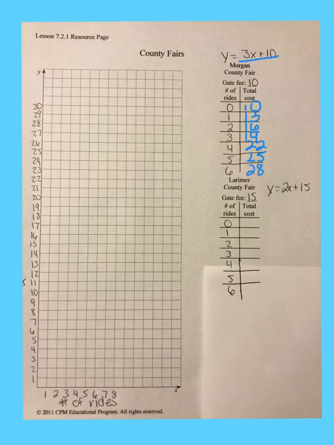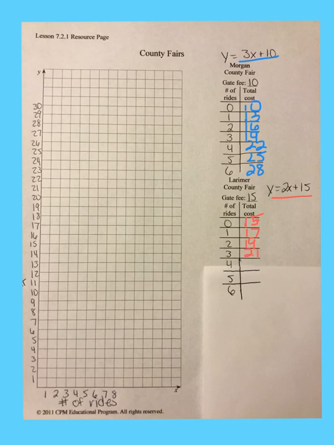And now we're going to do the same thing for the Laramie County Fair, but this time we're using this equation because it costs $15 to get into the gate and then $2 per ride. So if she rides 0 rides, it will cost $15. And 1 times 2 is 2 plus 15 is 17. And 2 times 2 is 4 plus 15 is 19. And 3 times 2 is 6 plus 15 is 21.